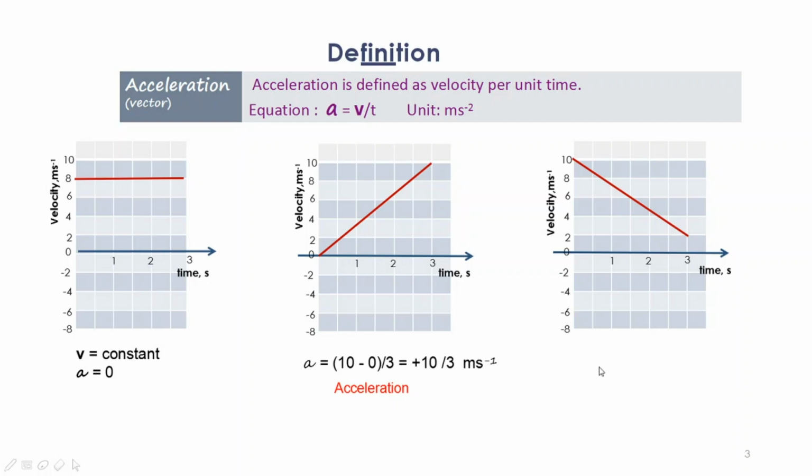The third graph is a negative gradient straight line. When time is equal to 0, the velocity is equal to 10. When time is equal to 3, the velocity is equal to 2. Based on this, we use acceleration is equal to final velocity minus initial velocity, hence 2 minus 10 divided by the time t. You will get a negative answer. Acceleration equal to a negative value means that it is deceleration.